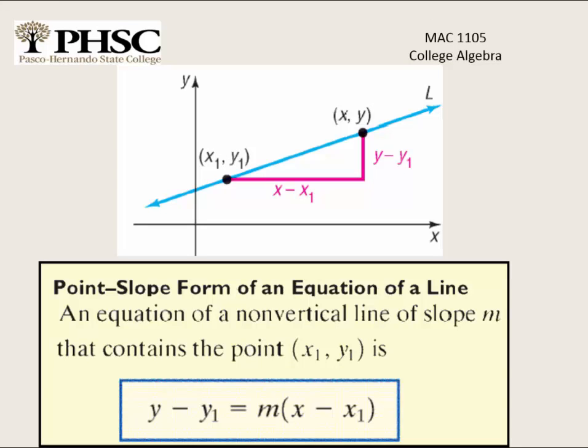The next thing is what they call point slope form. Point slope form is y minus y1 equals m times x minus x1. So the equation of a non-vertical line of slope m that contains the point (x1, y1) can be given by the point slope form. So here's an example.